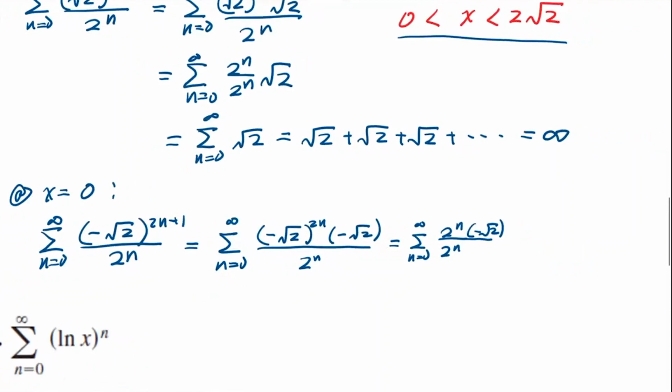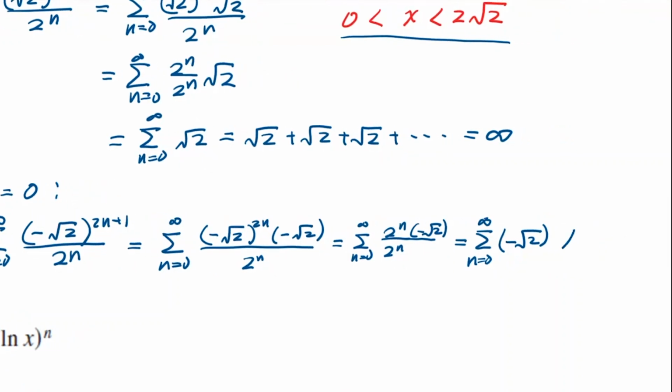So our series becomes, do I have enough space? Negative root 2. That's ugly. Negative root 2. It's just negative root 2 plus root 2 minus root 2 plus something like that. So this is divergent as well, isn't it? Good.